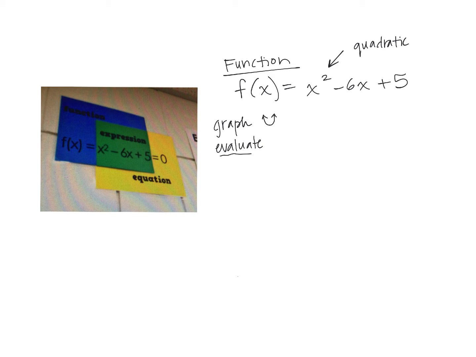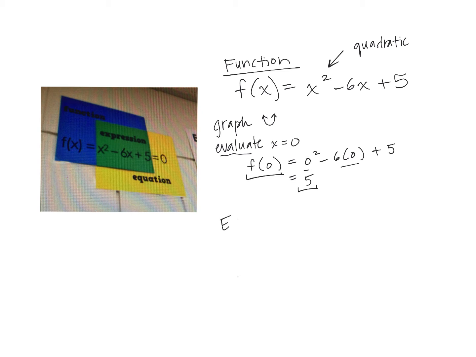When I say evaluate, by the way, that's like plugging in a number. So we can evaluate this function when x is equal to 0. You can plug a 0 in. So we could find f of 0 is equal to 0 squared minus 6 times 0 plus 5, which will be 0, 0, 5. So we know that f of 0 equals 5. Again, those are a few things we can do with functions, and that's where we really started our class.